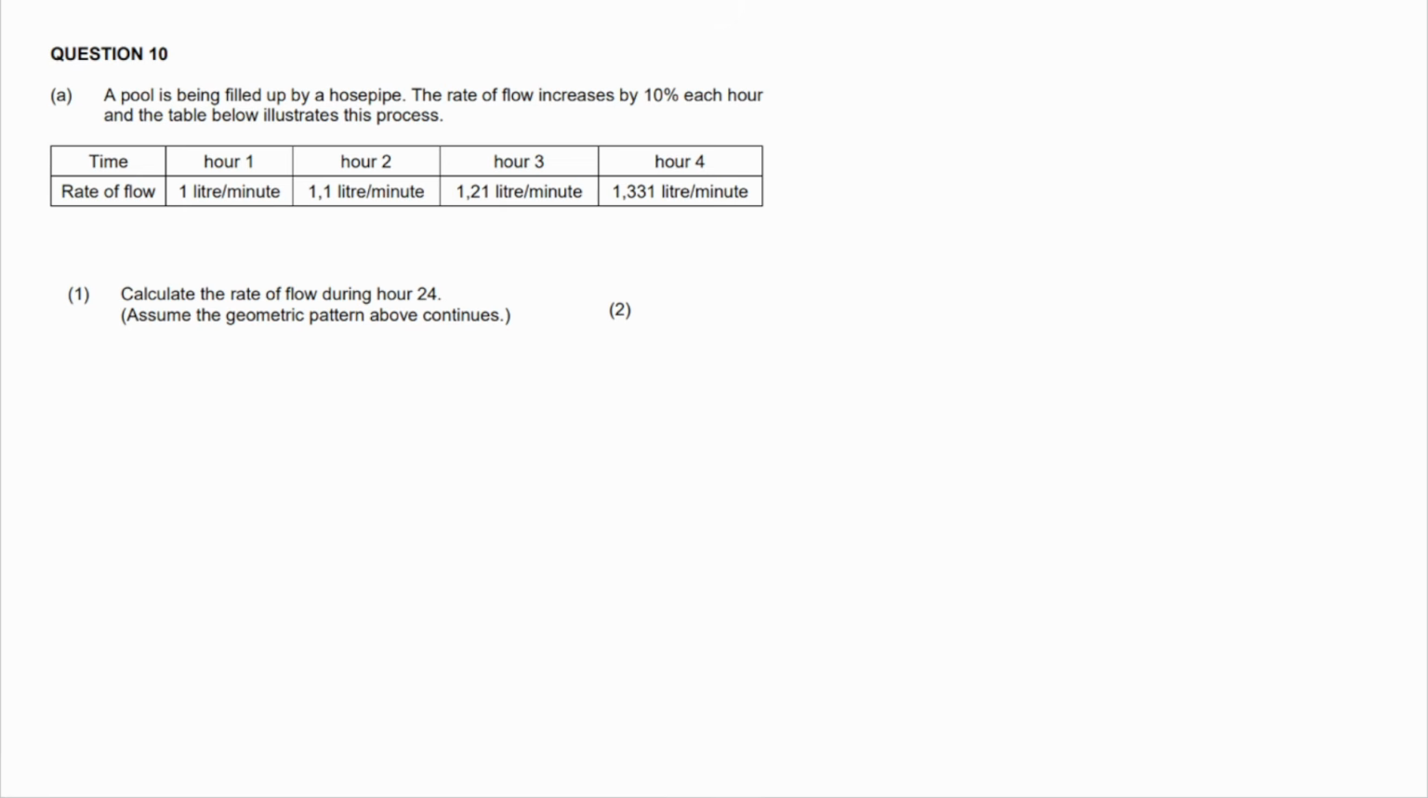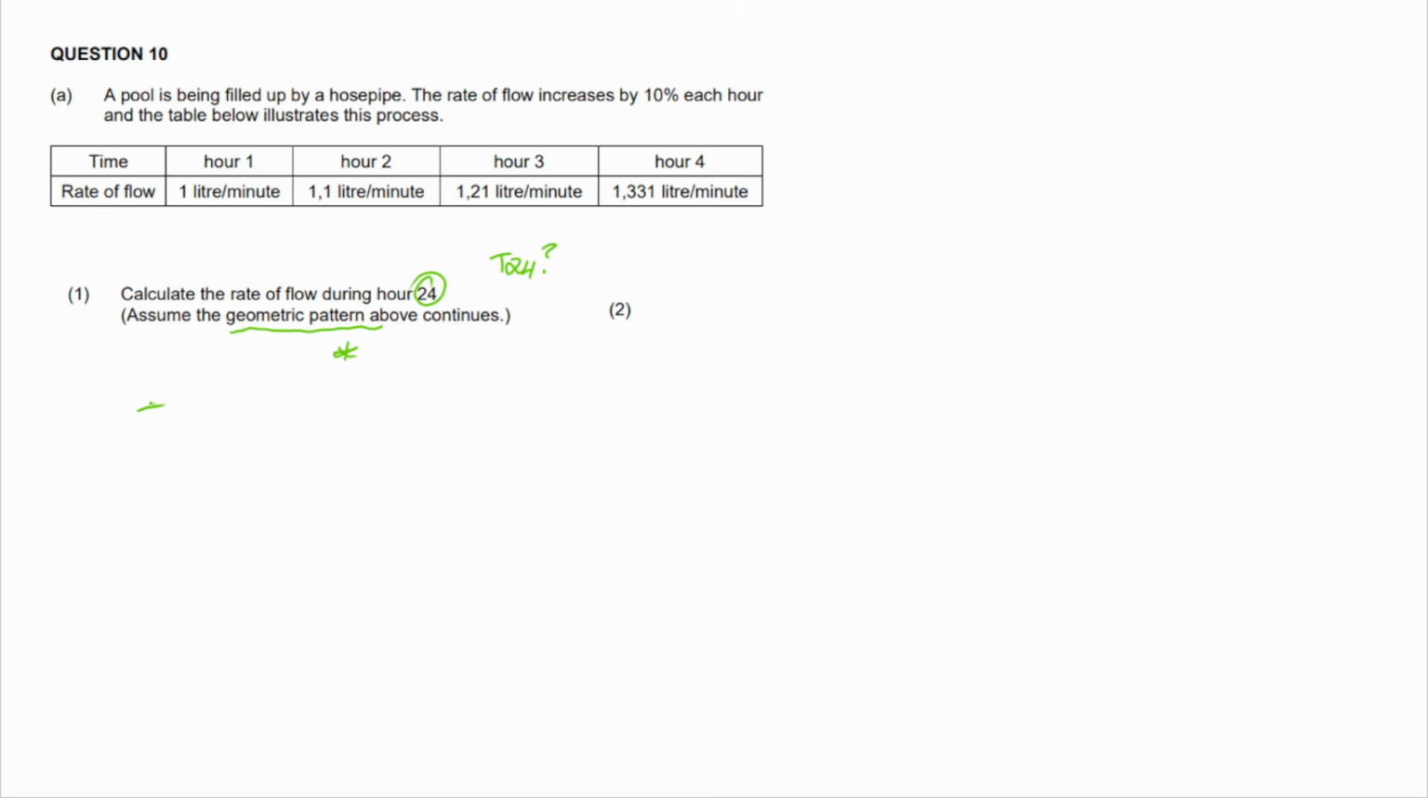Question 10. They say a pool is being filled up by a hose pipe. The rate of flow increases by 10% each hour, and the table below illustrates this process. You can see the time here, hour 1, 2, 3, 4, and the rate of flow 1, 1.1, etc. They say calculate the rate of flow during hour 24. Assume the geometric pattern above continues. Very important, geometric pattern. So we're going to be using our equations for geometric patterns. Essentially they're asking for T24, the 24th term.